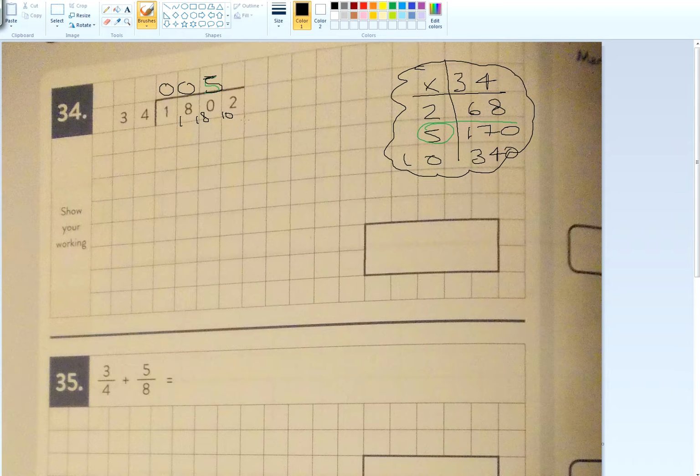Now, how many 34s go into 102? So we know 68 will make 2 lots. Let's try another one lot. Let's try adding those, and that'll give you exactly 102. So how many lots will make it? 3. So the final answer for that one is 53.